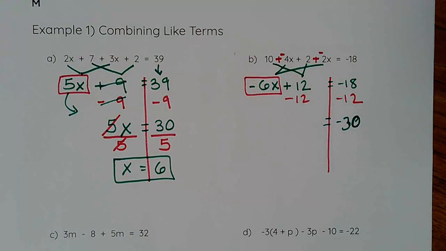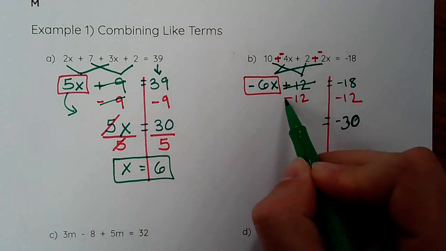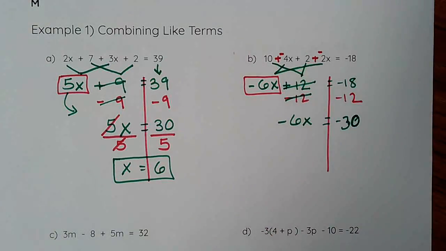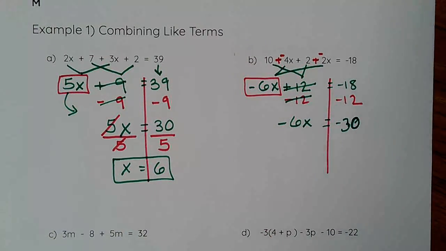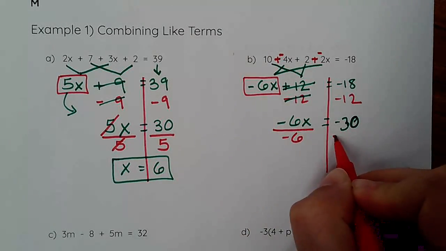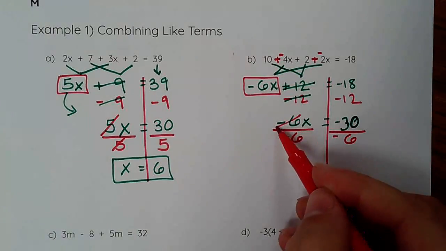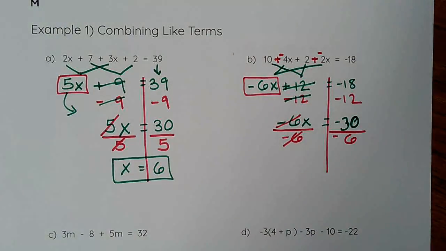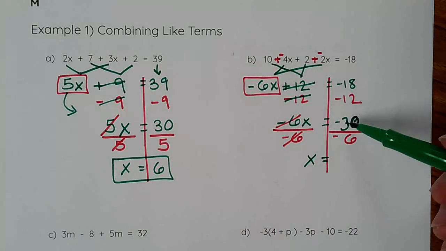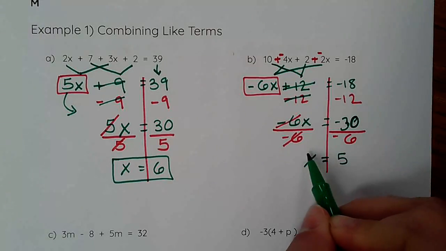Sometimes students will want to put negative 6 there, so you have to be very careful. These will cancel out, and then my negative 6x will come down from above. To undo multiplying by negative 6, we're going to go ahead and divide by negative 6, leaving us with x equals a negative divided by negative is positive. 30 divided by 6 is 5, so it'd be a positive 5.